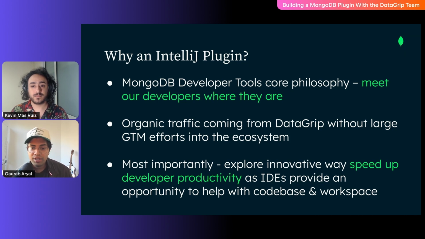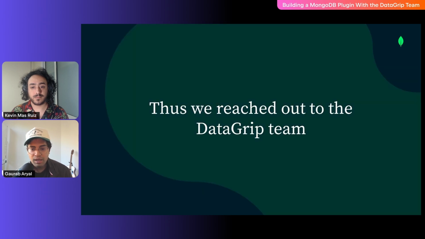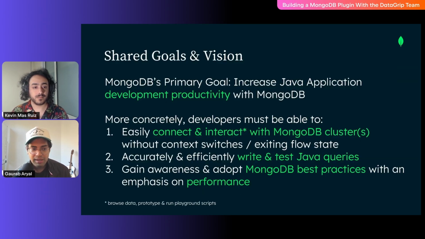And here's where we wanted to enable MongoDB users even further and see how else we can innovatively help them write applications faster. So that led us to reaching out to the DataGrip team. When we spoke to the DataGrip team, one thing that was very clear is that we had very shared vision and goals, and they were very supplementary to each other. And that was really great to hear.